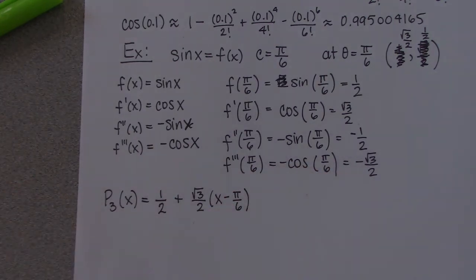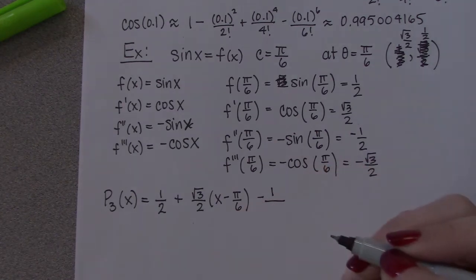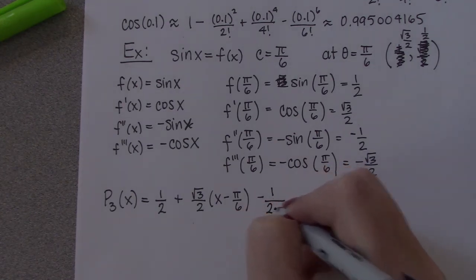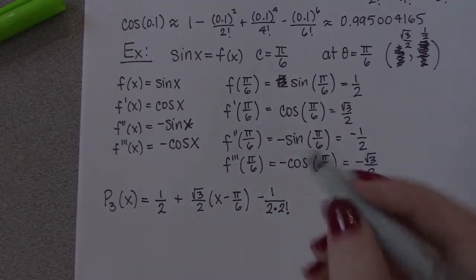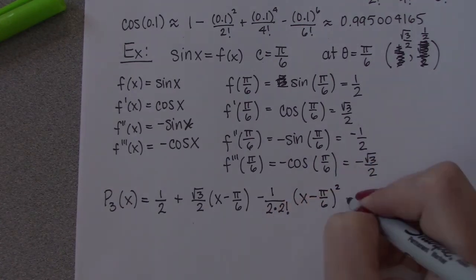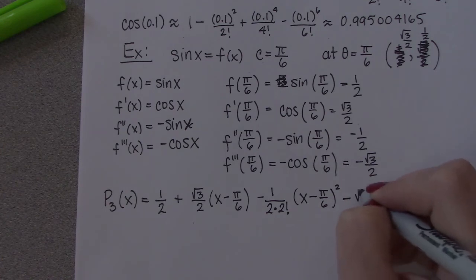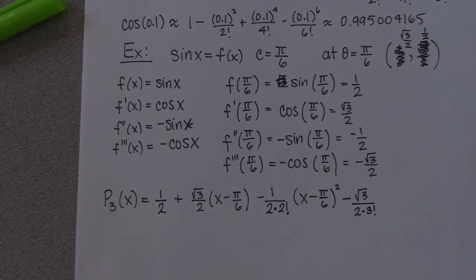So just like we did with ln of x, if you change the center, you've got to make sure you reflect that. Then it gets negative. I get negative 1/2, but I'm going to divide that by 2 factorial, so 2 factorial will end up in the denominator. And this will be multiplied by x minus pi over 6 squared. The third degree, we have negative square root of 3 over 2 divided by 3 factorial. So when you divide by the 3 factorial, it's going to end up in the denominator, times x minus pi over 6 cubed.